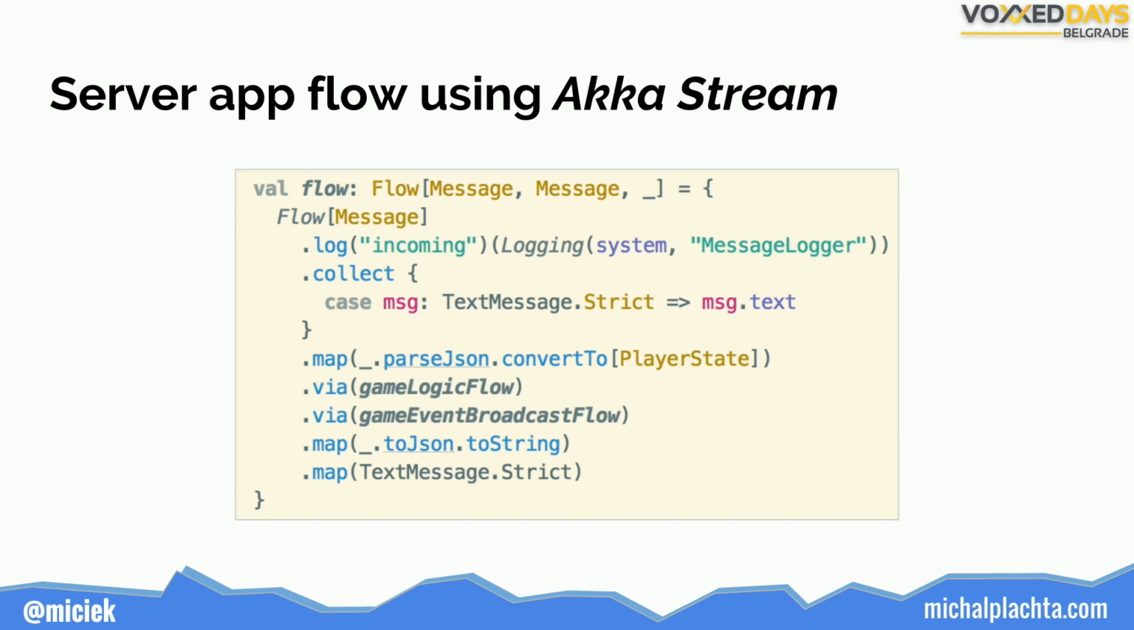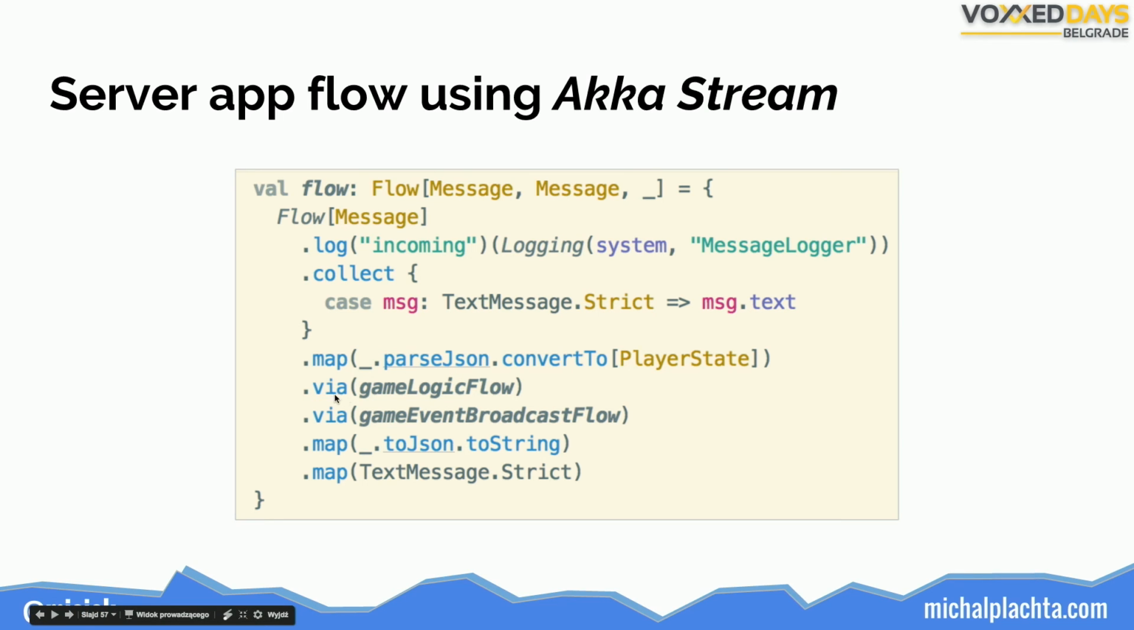And now we can connect all the dots together and create a flow which is passed to the handle WebSocket messages. This is a flow which gets a message, which is really a WebSocket message here, and outputs a message. So as you've seen before, one connection is reused to send things to the server and send things back to the client. And we just log all incoming traffic, then collect the text from the WebSocket message, parse the JSON, and convert it to player state, which is our case class that we use in the flows.